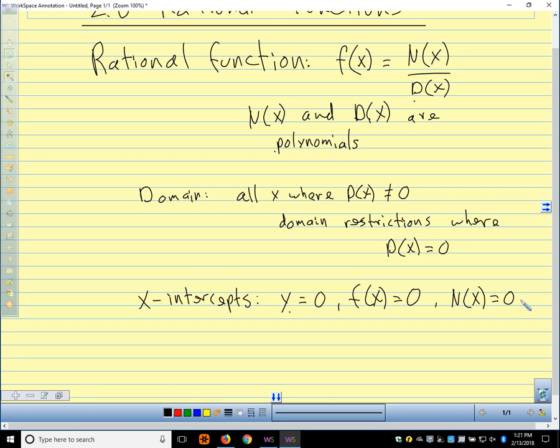Well, n of x is a polynomial. Haven't we just spent several sections talking about finding zeros of polynomials? Yes, we have. So this entire unit is pretty much about finding zeros of polynomials. We're going to use finding zeros of polynomials to find our x-intercepts. We're going to restrict from the domain where the denominator is 0. We need to find the zeros of the denominator. Again, we're finding zeros of polynomials.